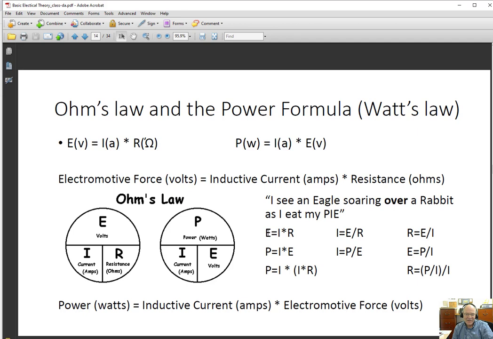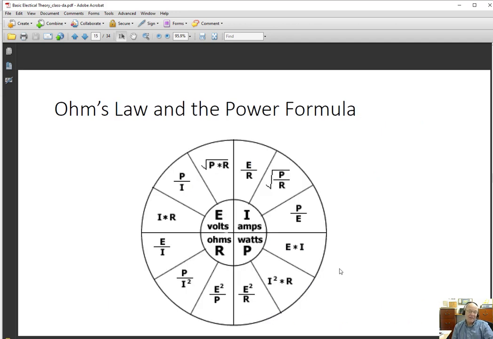And all these formulas right here are simply math formulas that are generated from this one. If E equals I times R, what is I equal to? E divided by R. What is R equal to? E divided by I. If power is current times voltage, current must be power divided by voltage. And then you can put them all together and you end up with that.